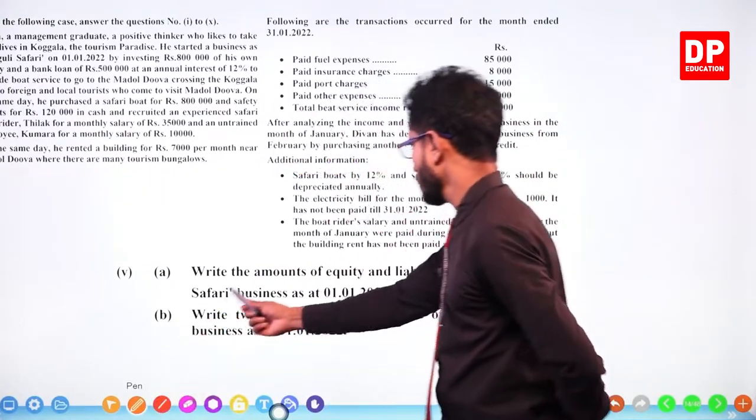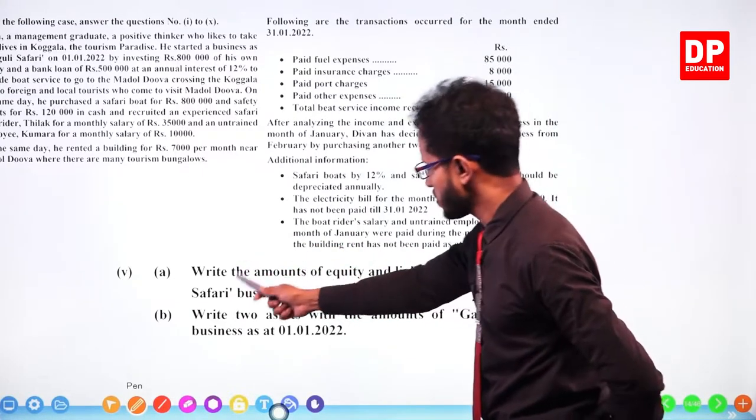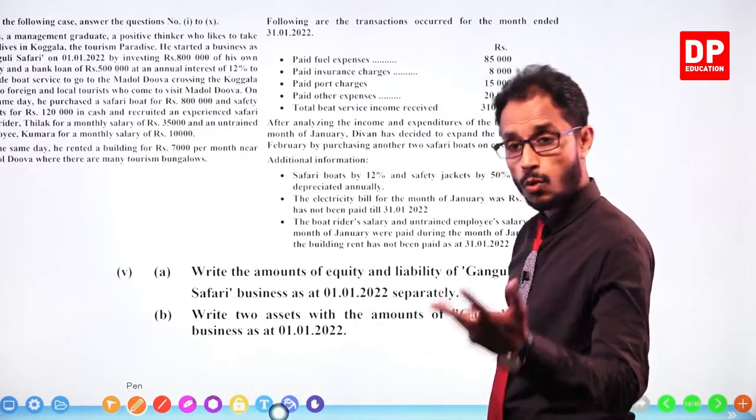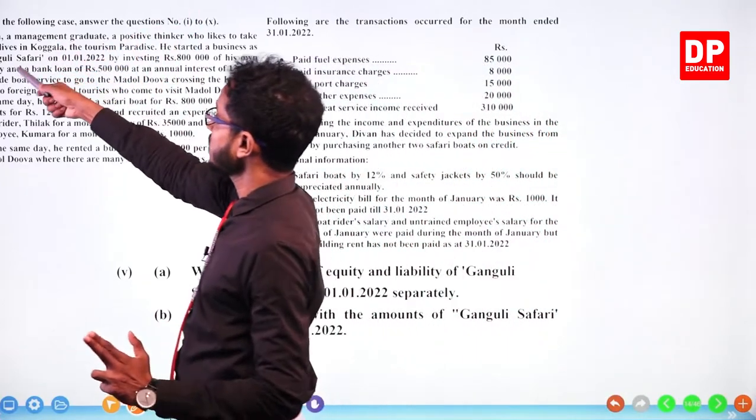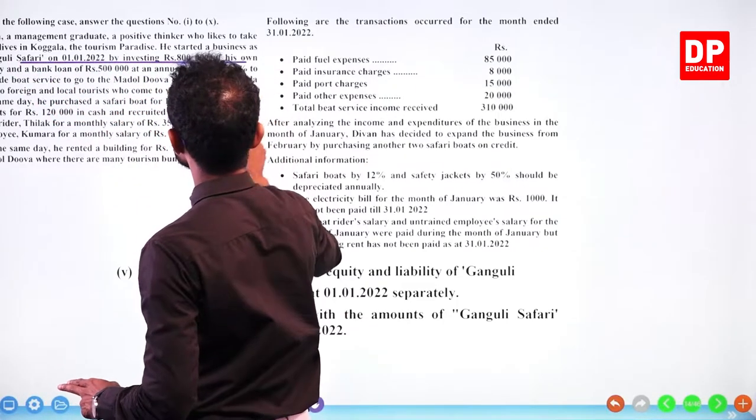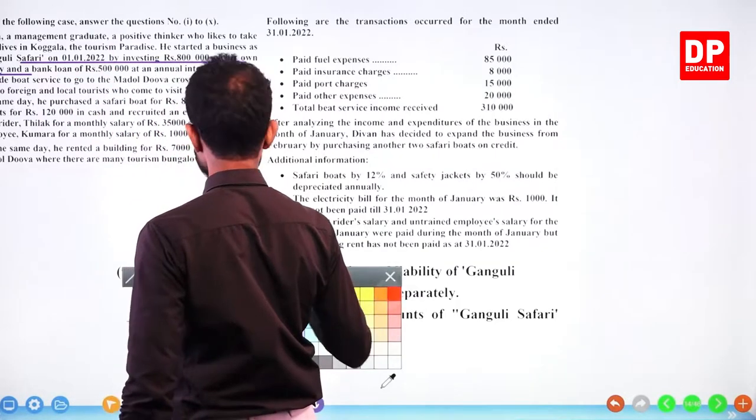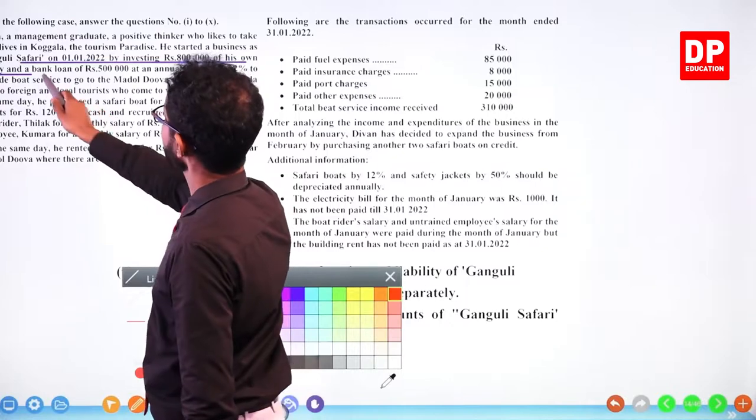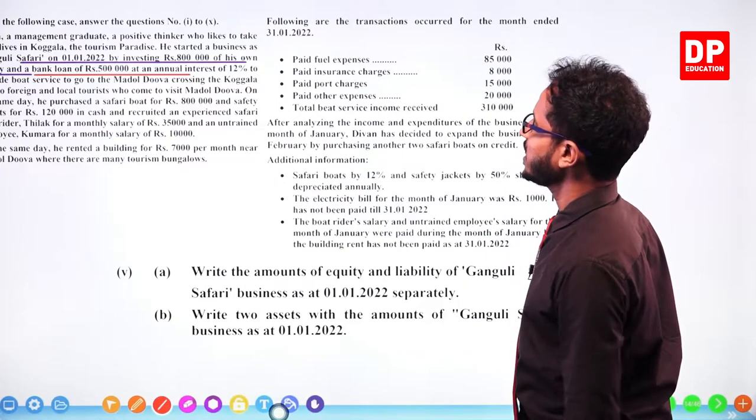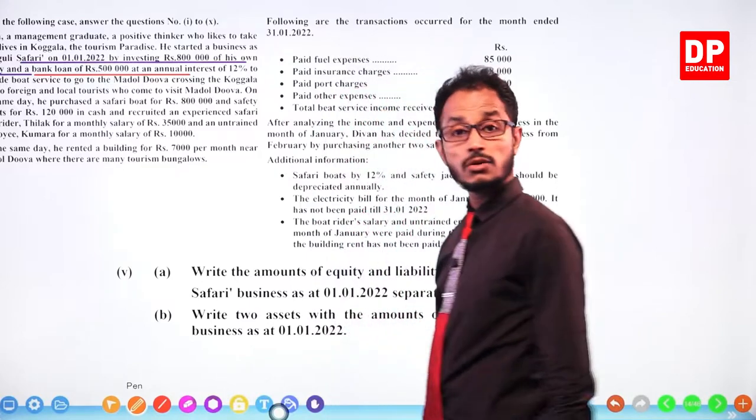Write amounts with amounts, equity and liability of Ganguly business as at 1st January. Well, 1st January is the opening date, the starting date. At the starting date, Ganguly Safari had 800,000 of Divan's money and a bank loan of 500,000. So equity is 800,000, bank loan of 500,000 is the liability.